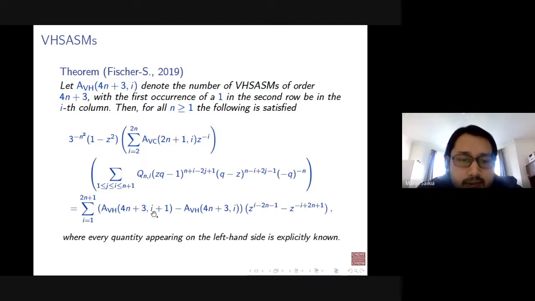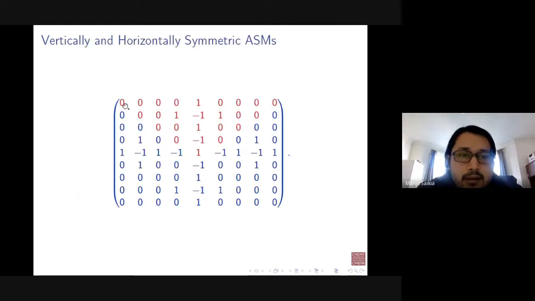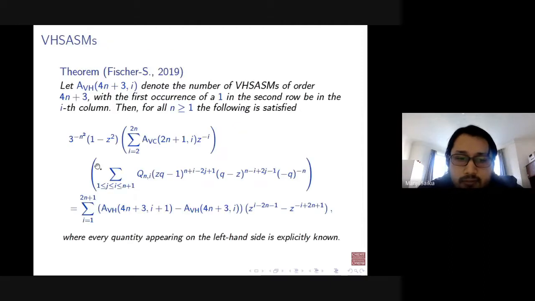These are the numbers we are interested in. AVH would be the number of vertically and horizontally symmetric alternating sign matrices of order 4n plus 3, where the position is now fixed in the ith position. Here I have i plus 1. What I'm interested in are these particular quantities on the right hand side. There is a start condition, because if you fix i to be 1, then this is 0, since there cannot be a 1 in this position because of the horizontal symmetry. So I have a starting condition, and this makes sense.